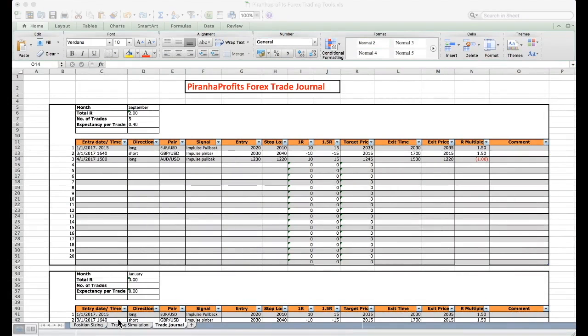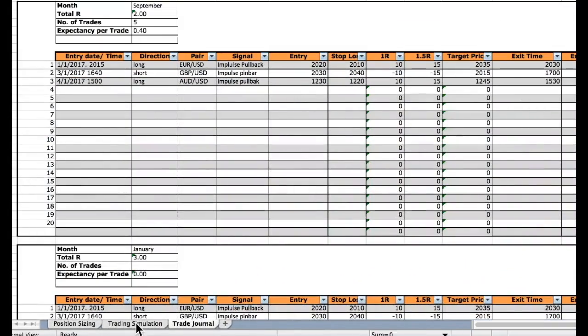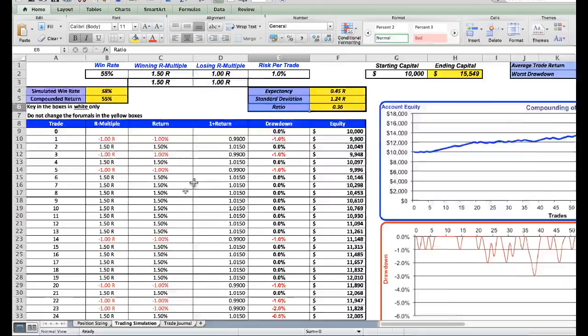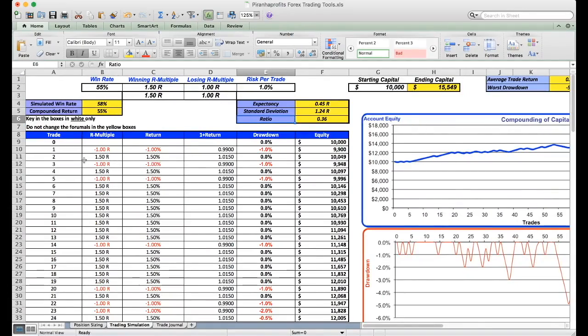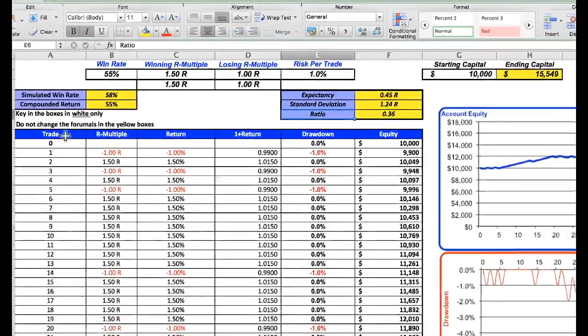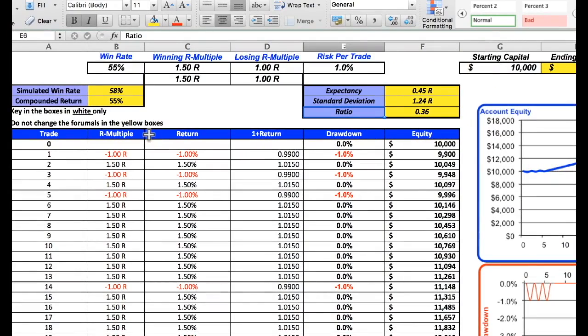Okay, finally, notice I've also given you this tab that says trading simulation. This is the trading simulation sheet where you can get an idea of what kind of results you will get as you trade.